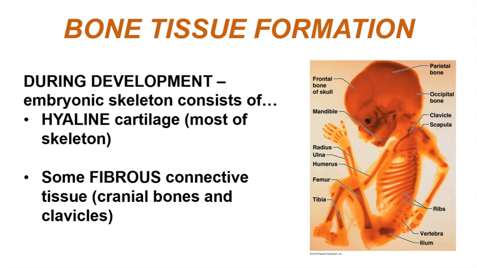So let's now discuss the formation of bone tissue. During development, most bones will begin as hyaline cartilage. However, some bones, like the cranial bones of the skull and the clavicles, will begin as a fibrous connective tissue. These tissues will be the foundation that bone tissue will use as a template, and bone tissue will later replace these cartilage and fibrous connective tissue structures.